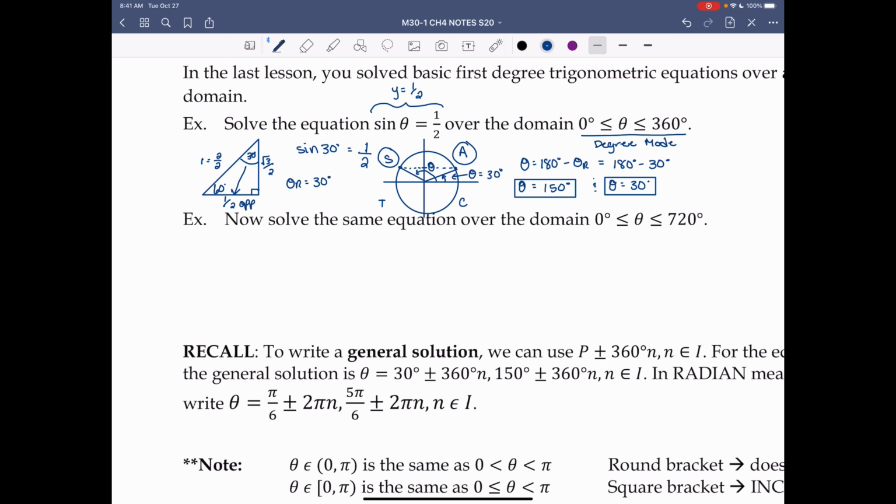Now solve the same equation over the domain 0 is less than or equal to theta is less than or equal to 720. The first one was one full rotation around. This one, 720, is 360 times 2, so that's 2 full rotations. Let's draw a diagram. Y equals 1/2. We know that our solutions are still in quadrants 1 and 2 because sine has to be positive 1/2.